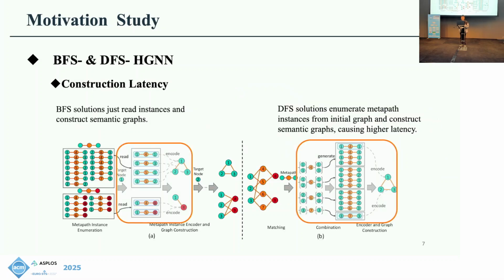The second is the construction latency. BFS solutions need to read all metapath instances from memory and construct the semantic graph with high latency. And the DFS solutions enumerate metapath instances from the initial graph and construct semantic graphs, causing higher latency.